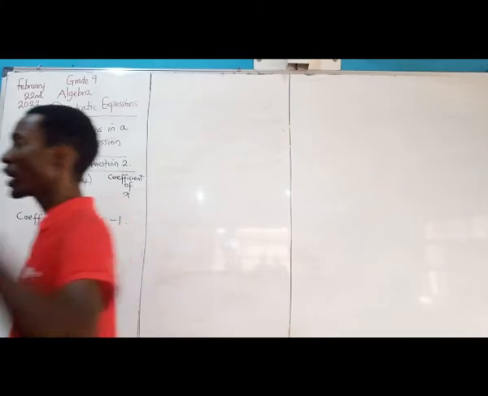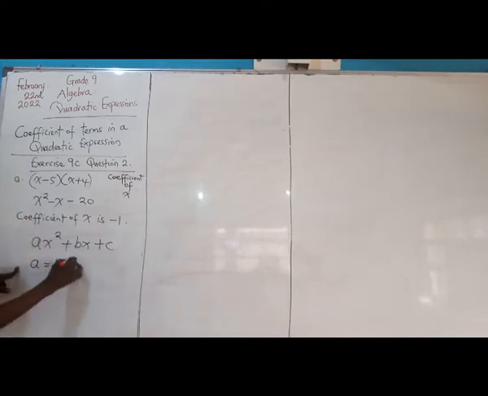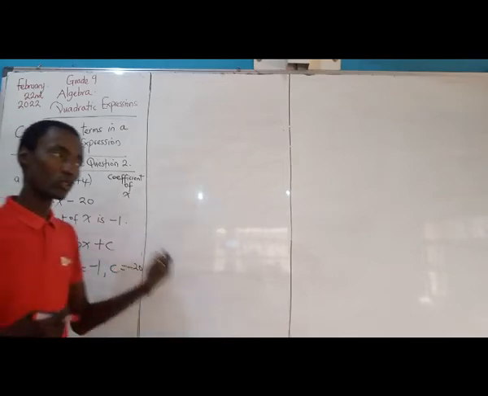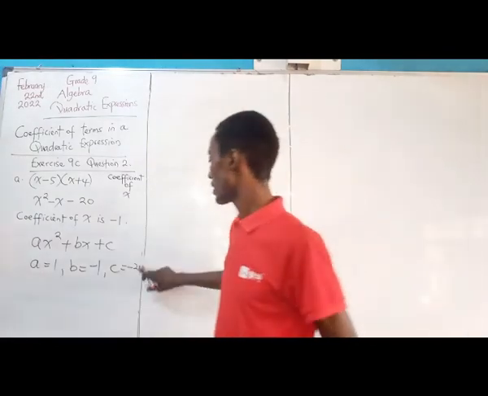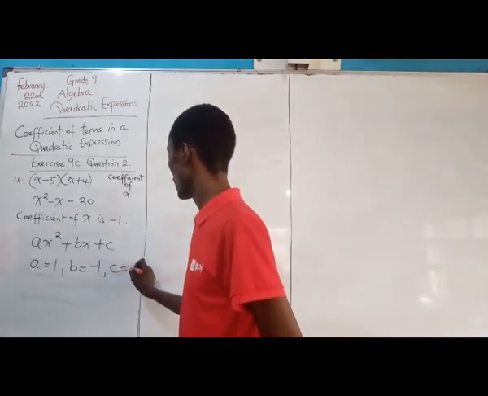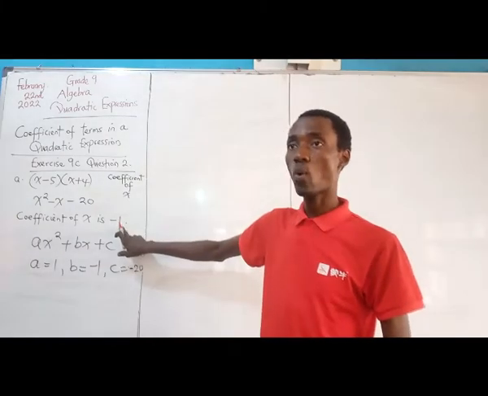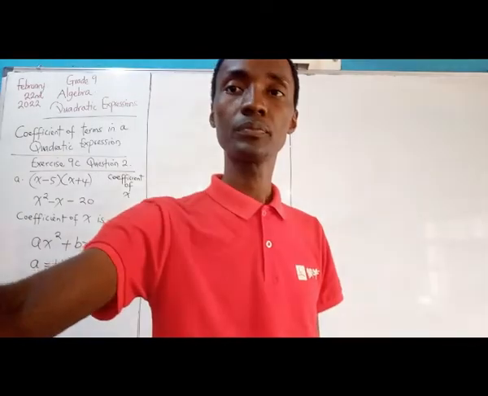Now if we mirror this to our general quadratic form, you discover that a will be equal to 1, b will be equal to negative 1, and we said that c is a constant, and that will be negative 20. So please take note of this, because in an exam setup you could be asked just any question. But remember that our focus was to get this one, which is negative 1. Alright, so let's take some more examples.